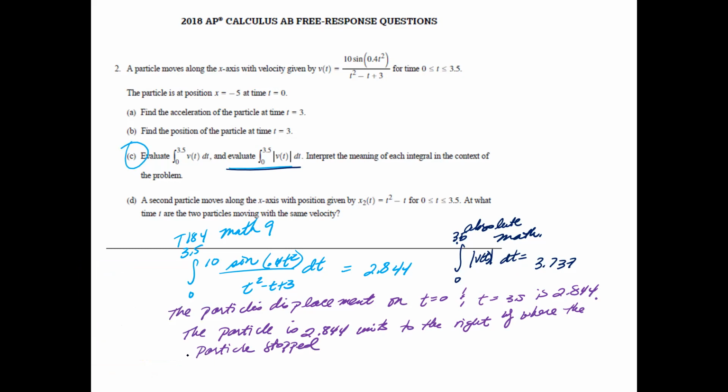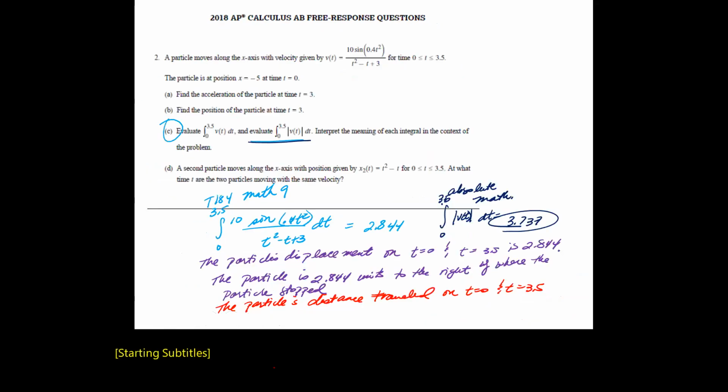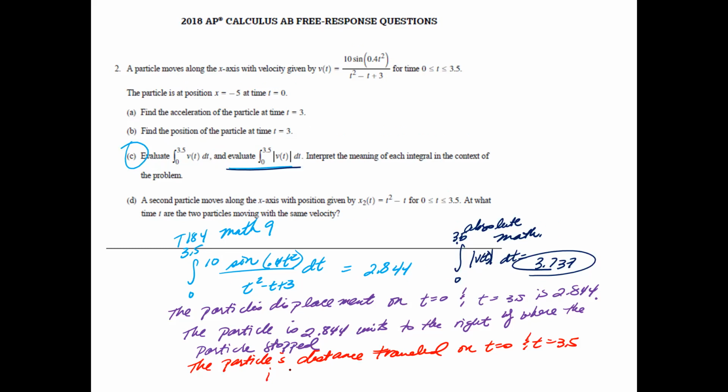Now, the absolute value of this number here represents the particle's distance traveled. So the distance traveled between t equals 0 and t equals 3.5 is 3.737 units. So that is part C.